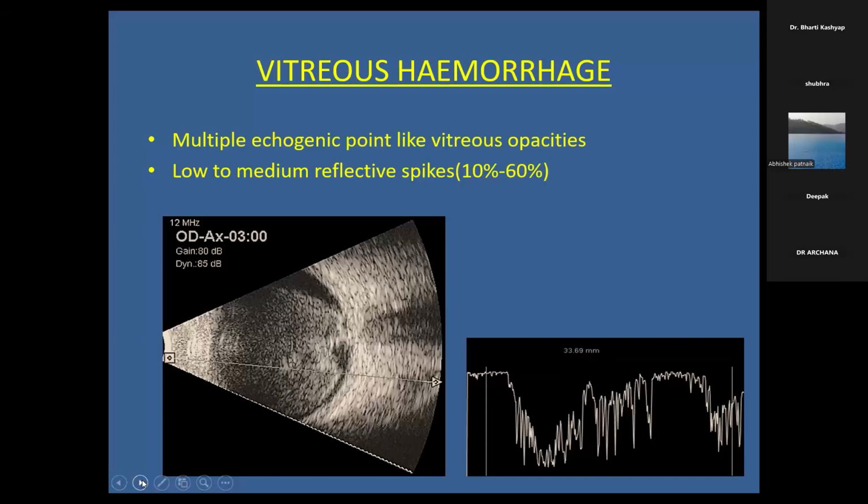If the resolution has started to happen or clumps of vitreous hemorrhage have started to form, then maybe we get hyper echoes in those. But they have to be corroborated with the A scan also, where we get low to medium hyperreflective spikes, which may be present in 10 to 60% of patients.